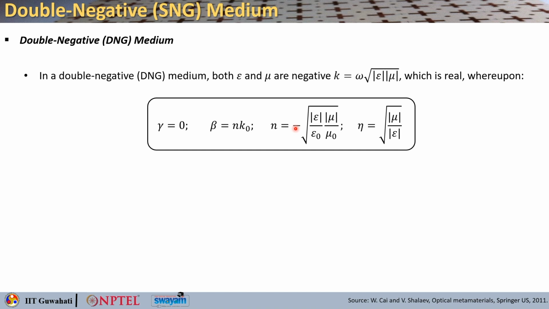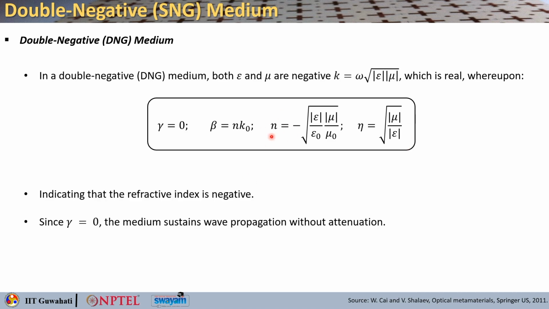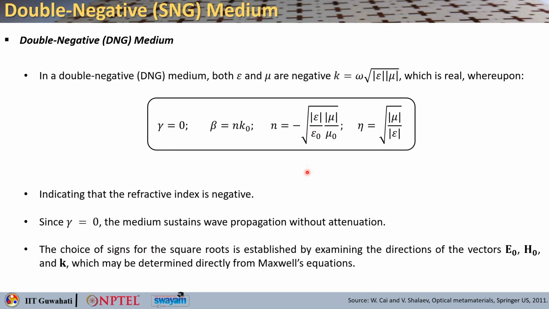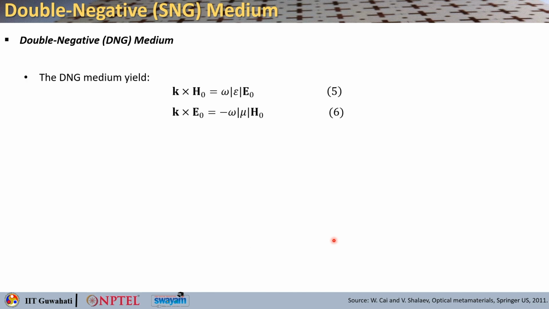So, you are getting a negative refractive index and an impedance that is given by square root of modulus mu by modulus epsilon. What you obtain here, as I mentioned, is that the refractive index is negative, and more importantly the medium has 0 attenuation. That means the medium can sustain propagation of a wave without any attenuation. Now, if you look into the sign of the square roots, you can understand that the direction of the vectors E naught, H naught and k must be determined directly from Maxwell's equations.